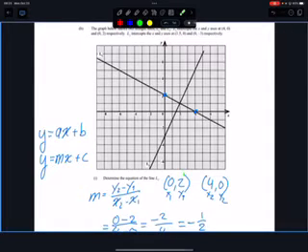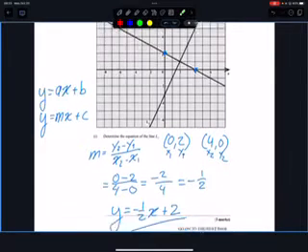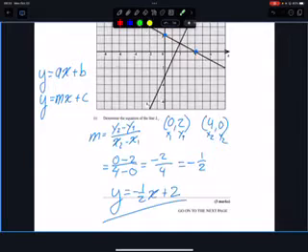You decide which coordinates you want to take. The answer is always the same. I took 0, 2, this one, and 4, 0, that one. x1, y1, x2, y2. 0 minus 2 divided by 4 minus 0. Answer, minus a half.